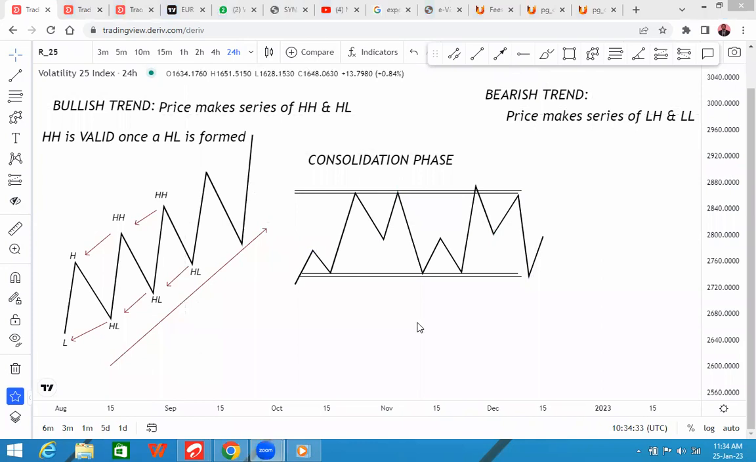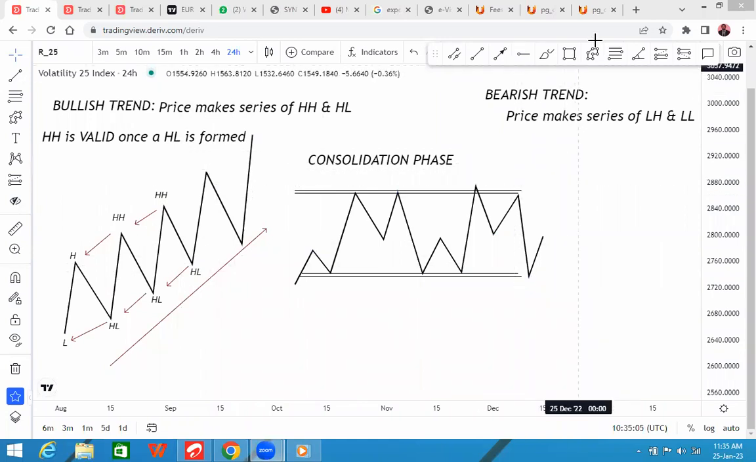Market price is descending. How can one ascertain a valid higher low? I just said, a higher low is valid only when a higher high has been created. And when a higher low is broken, I'm going to tell you what is expected for you to do. Once price breaks this low, I'll tell you what to do. We're just starting the training.